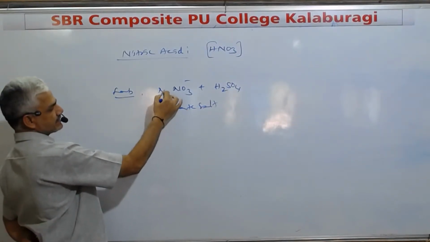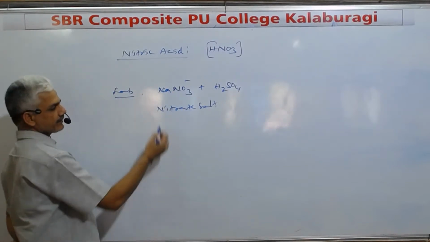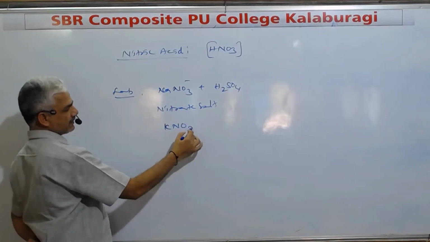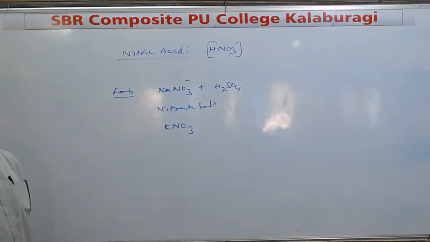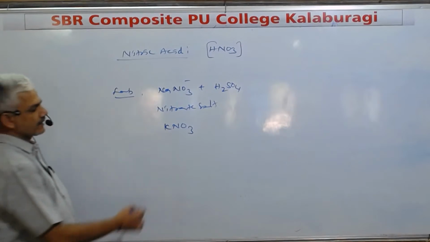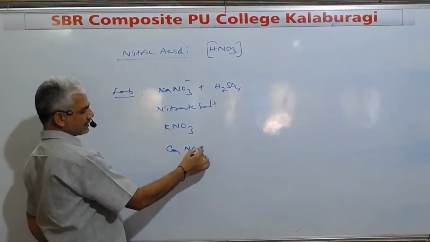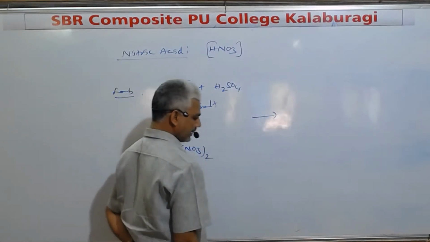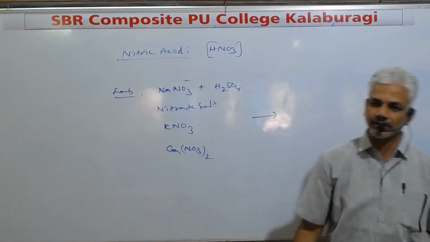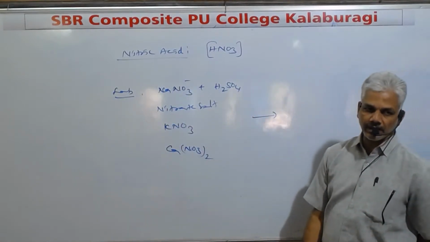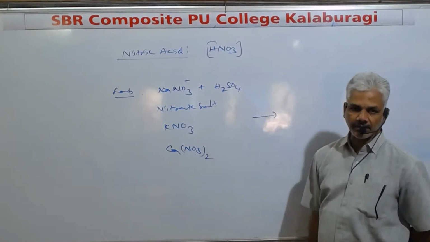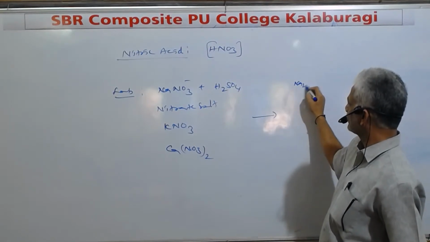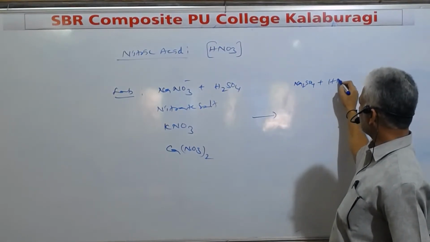So nitrate salt means either we can take NaNO3, then it will become sodium nitrate. In place of Na, you can take potassium, it will become potassium nitrate. Calcium also you can take, then it will become calcium nitrate. So when any nitrate salt is heated with concentrated sulfuric acid, exchange of ions will take place. So if you are using sodium nitrate, products will be sodium sulfate and nitric acid.